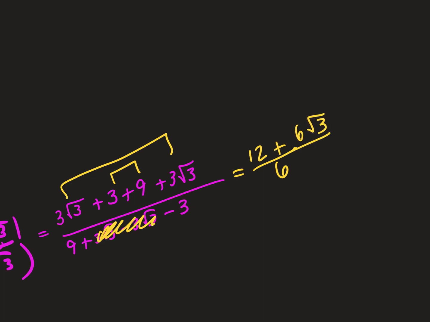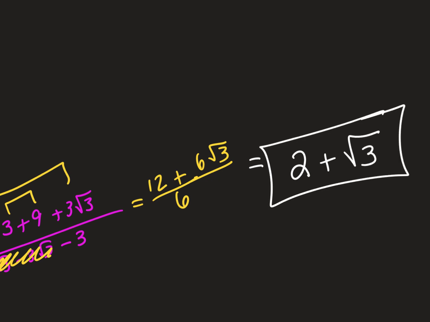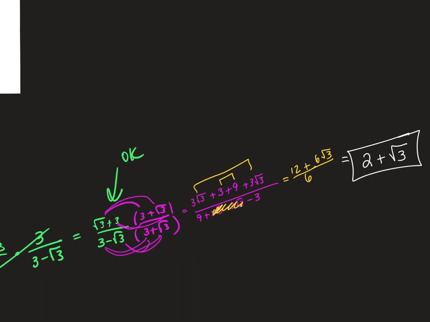Guys, this became an Algebra 2 problem after the first step of plugging in all the tangents. Then this just became a really gross Algebra 2 problem. One more thing, can we simplify this? Yes, 12 divided by 6 is 2, and 6 divided by 6 is 1. So your answer here is 2 plus square root of 3. WebAssign took this as an okay answer. I would not. I want you guys to rationalize. I want you to get the square roots out of the denominator.